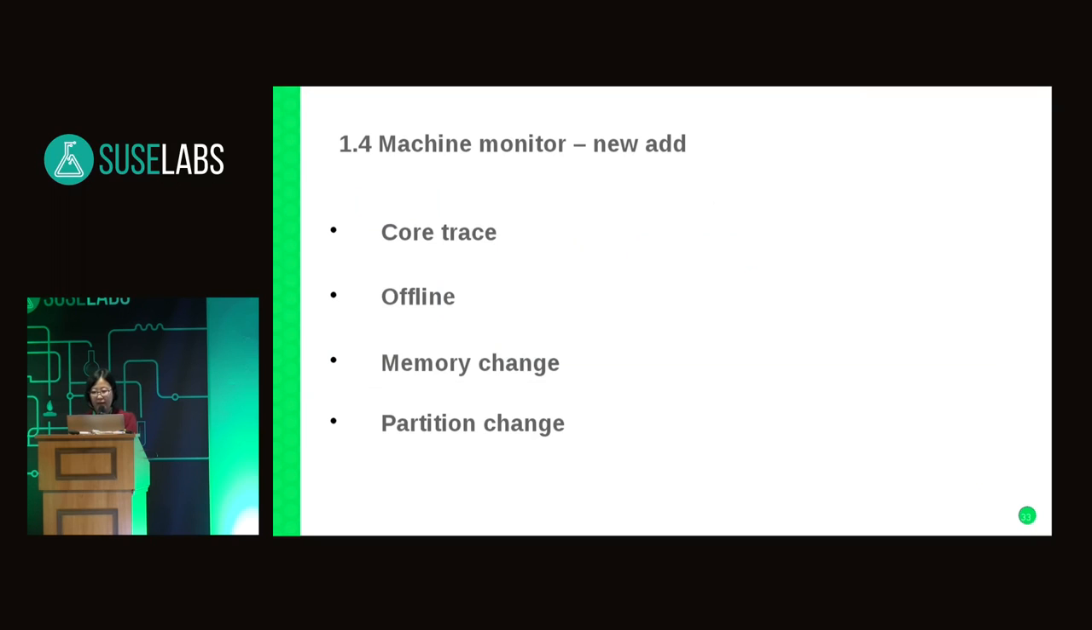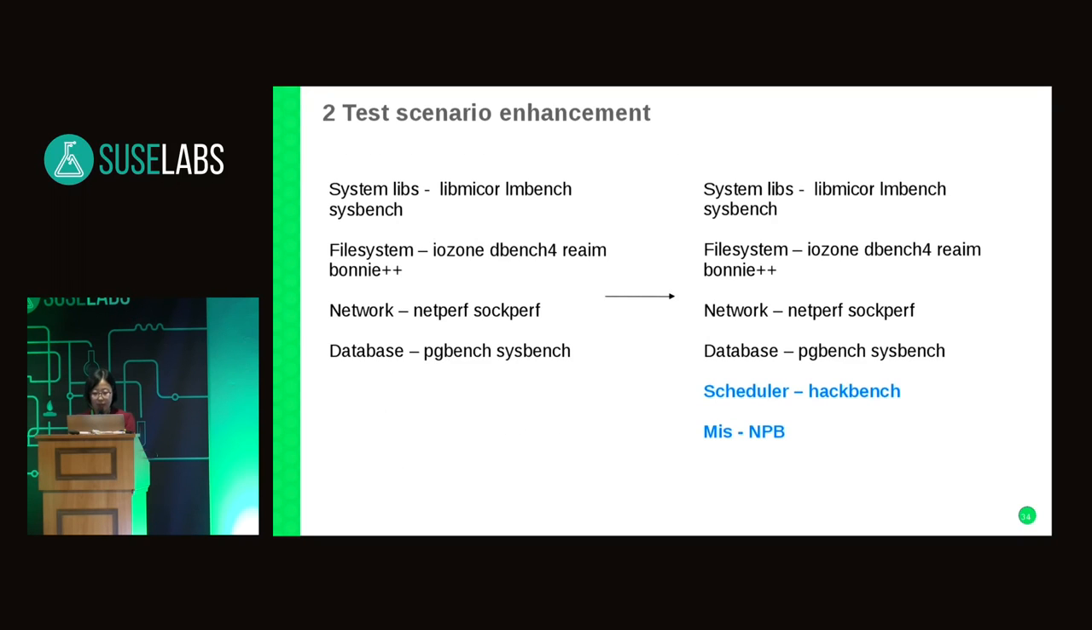So we added the following machine status monitor. When there is a call trace, the machine goes offline, memory changes, or partitions change, QA will receive an email and fix it at the first time, so we can keep on schedule.